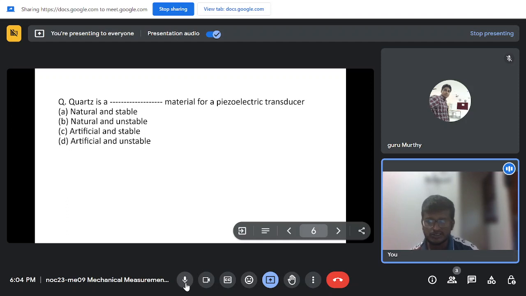So for this the answer is option A, natural and stable. Quartz is made up of SiO2 and it's a stable compound, it doesn't dissociate into something else. It has a hexagonal structure, and it's a naturally forming crystal. It's not artificially made by humans, so it's naturally occurring. So quartz is a natural and stable material for a piezoelectric transducer.